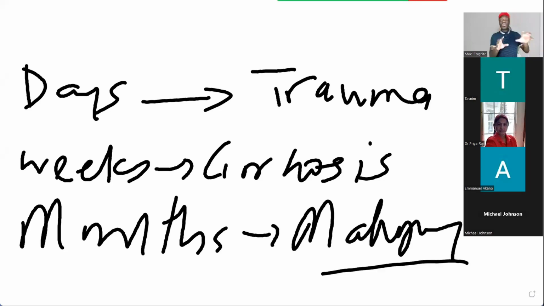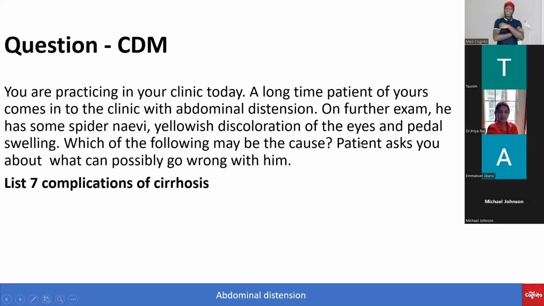So even when you are reading the question alone, the question should tell you: is this trauma? Is this cirrhosis? Is this malignancy? Depending on how the question is being put. Okay. So Dr. Raj, will you want to take this question for me again? Yes. Okay, good. Let's go.